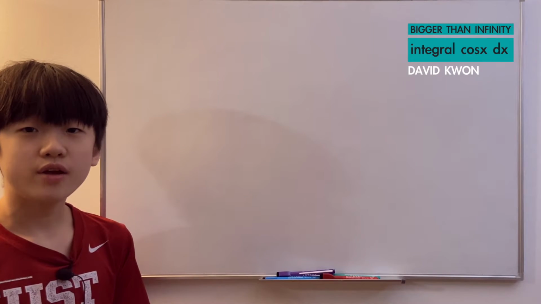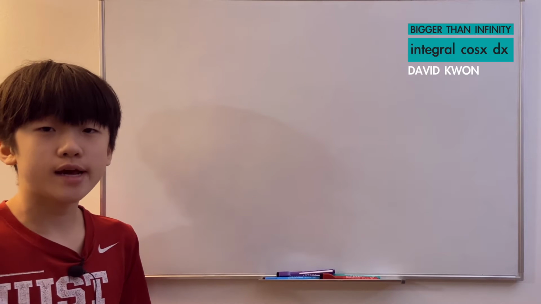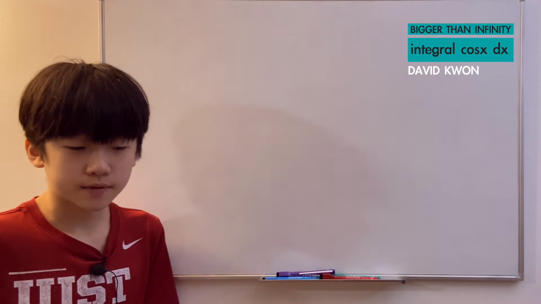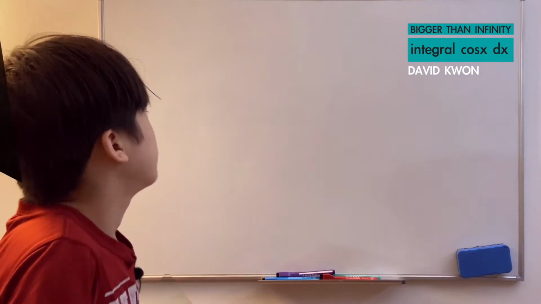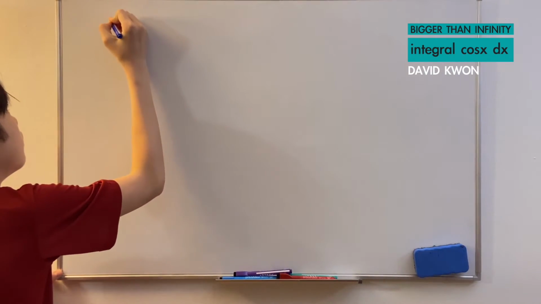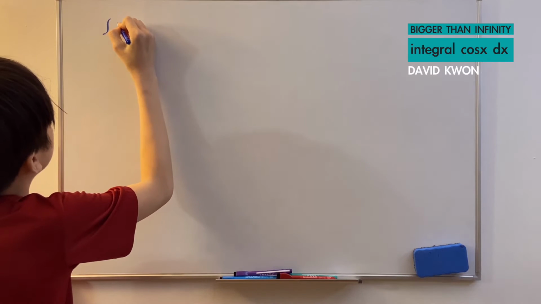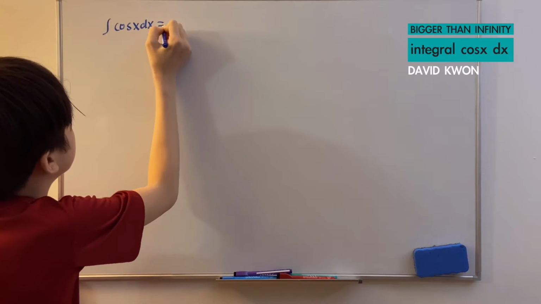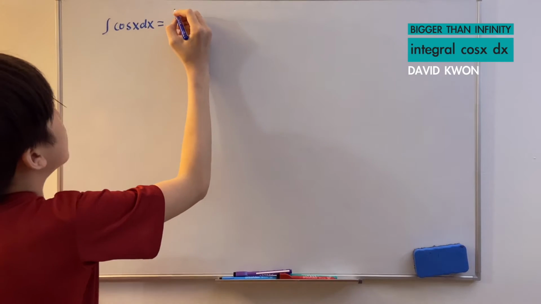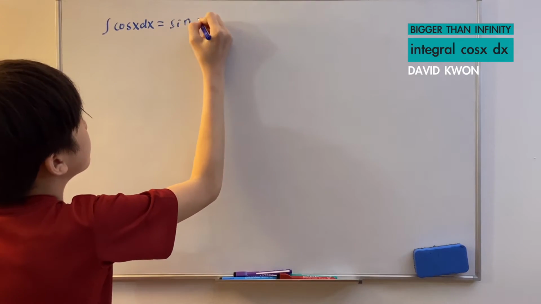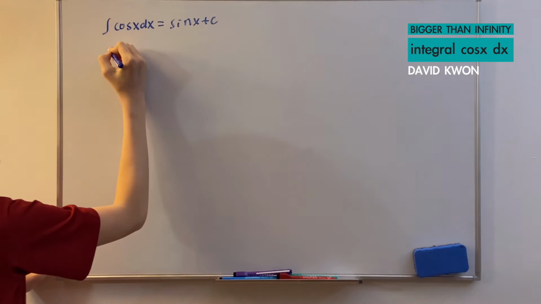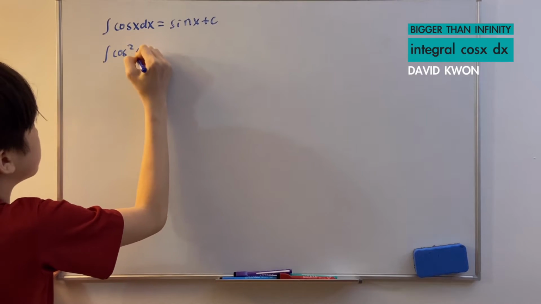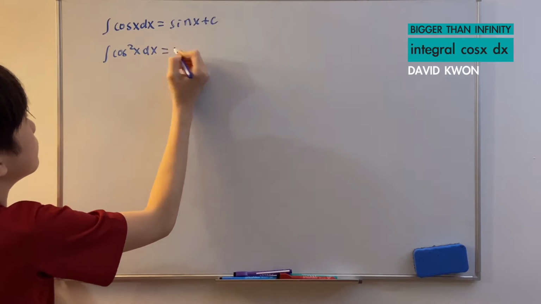Hello everyone, and today we will be integrating cosine x, cosine squared x, and cosine cubed x dx. So starting off, we will integrate cosine x dx. I won't explain this, but the integral of cosine squared x, which I will do.